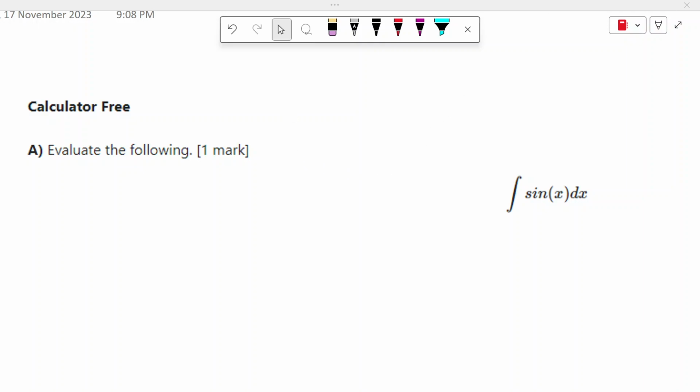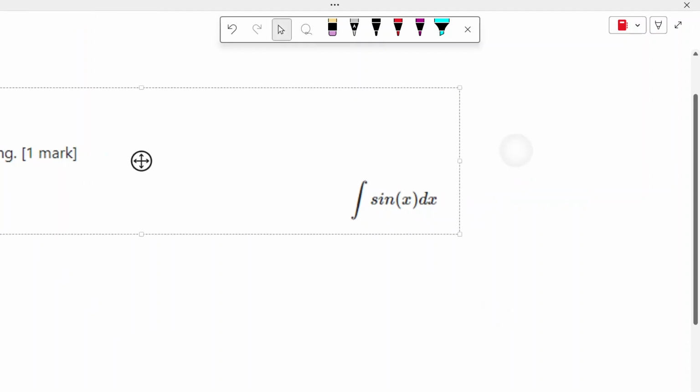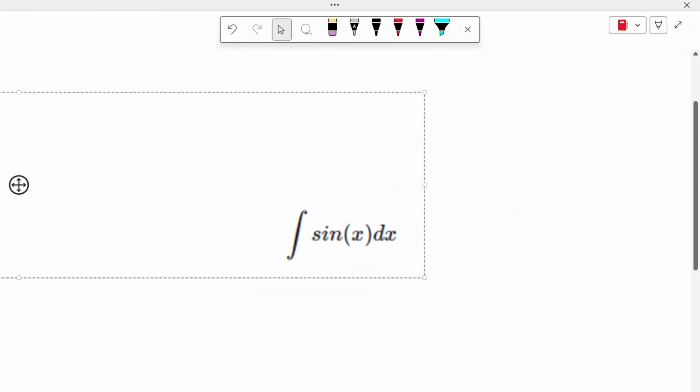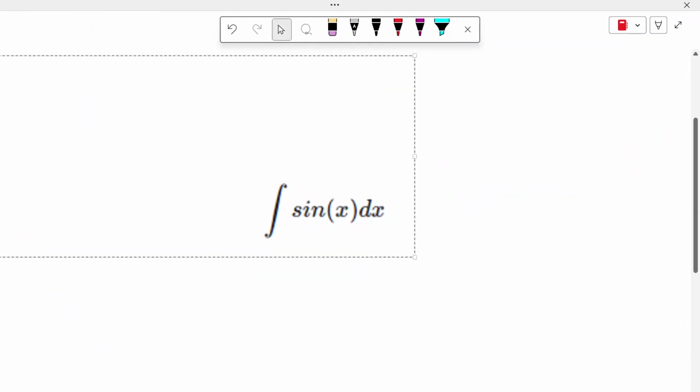Okay, we want to integrate this guy here. All right, so this could either be a sine or a cos, but how would we integrate that?